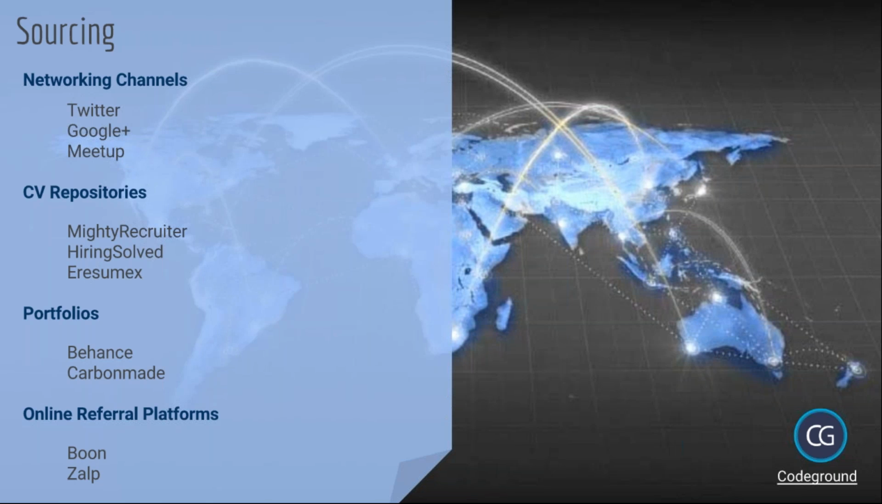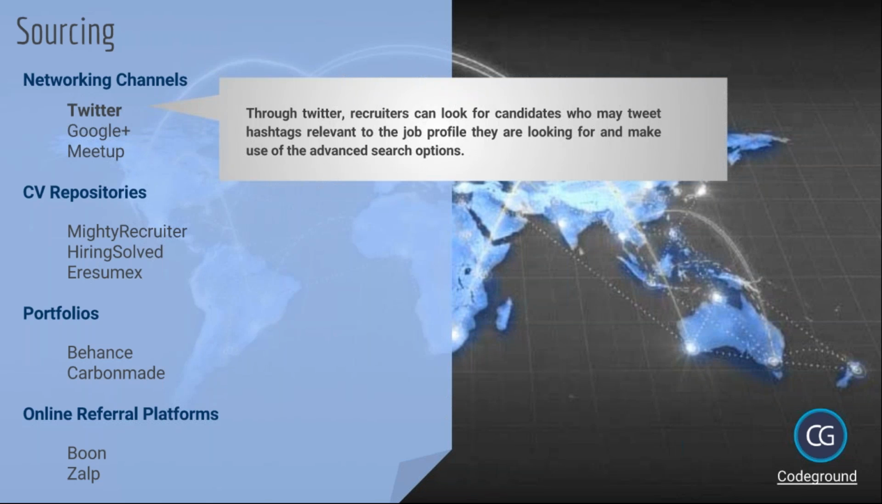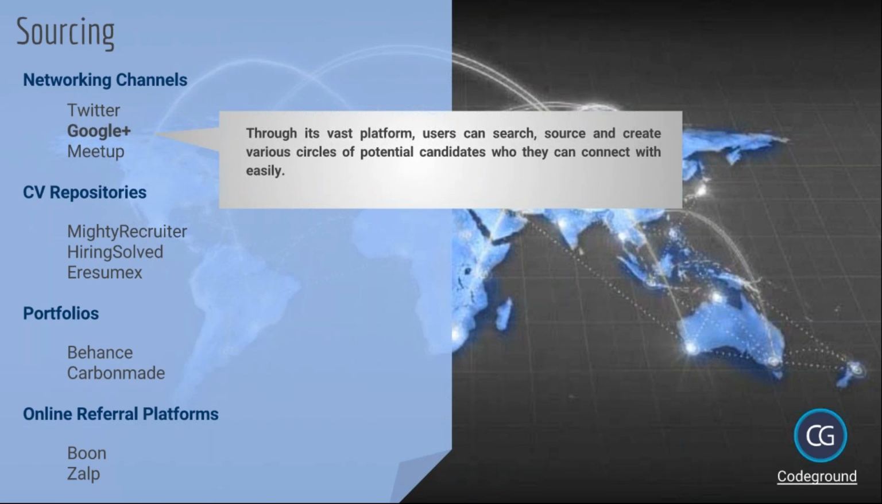First, we have networking channels. The search for the right candidate seems a daunting task, but the best place to find them are through social and professional networks. So first up, we have Twitter. So everyone knows about Twitter. Through Twitter, recruiters can look for candidates who may tweet hashtags relevant to the job profile they are looking for, and they can make use of the advanced search options they provide.